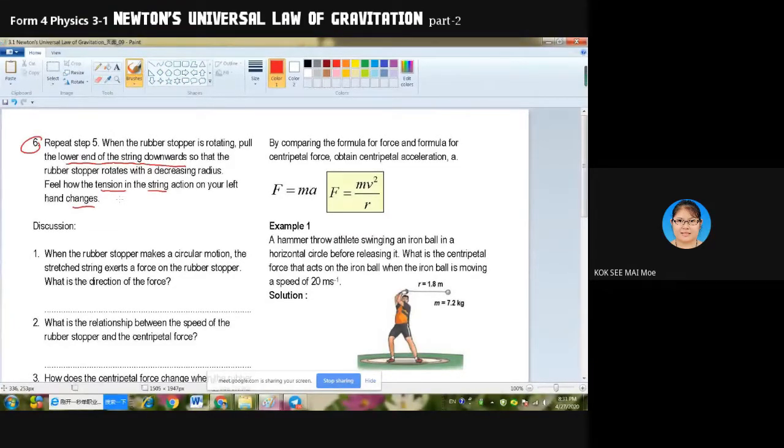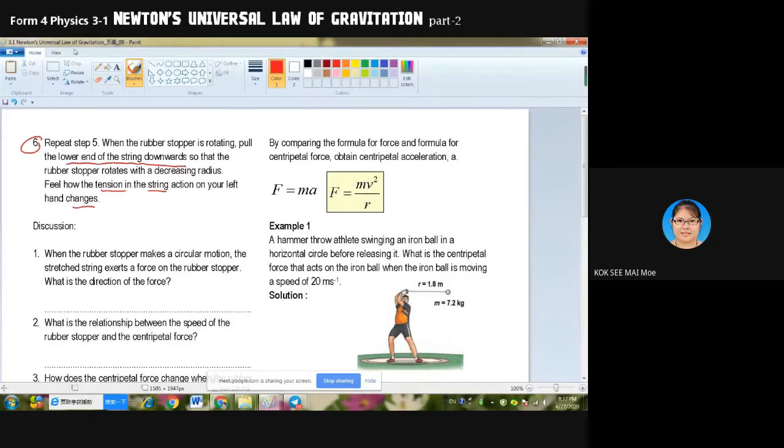Okay, so the rubber stopper is actually what? It's like a satellite. Okay, so the centre force is actually what? It's the earth's pulling force. Okay, that means the centripetal force. So from here, they just want to introduce two things. One is the velocity, and the other is Fc, the centripetal force. Okay, now we do the discussion of the activity just now.